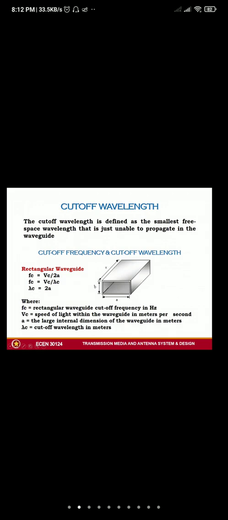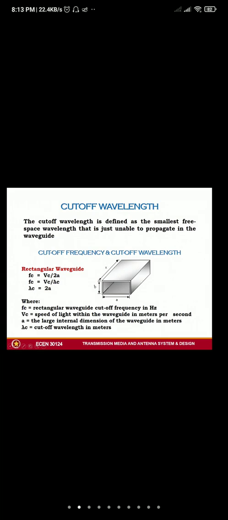For the cutoff wavelength, this is defined naman as the smallest free space wavelength that is just unable to propagate in the waveguide. Okay? Yung hindi na siya makapropagate sa loob in its smallest value. Sa bawat klase ng waveguide, let us recall, may iba't iba tayong cutoff frequency and cutoff wavelength equation.